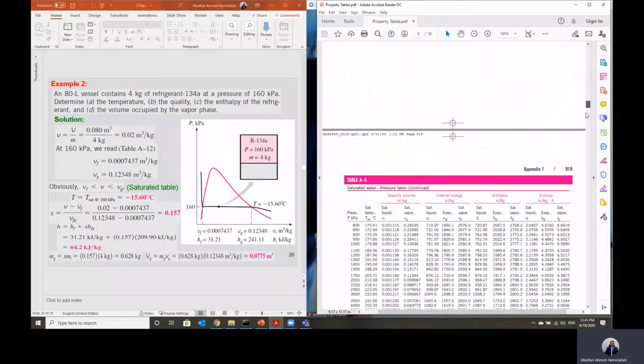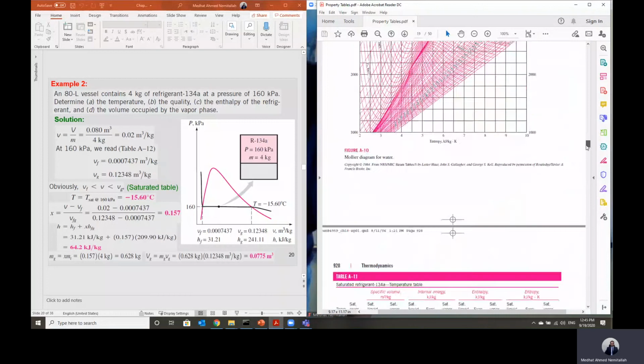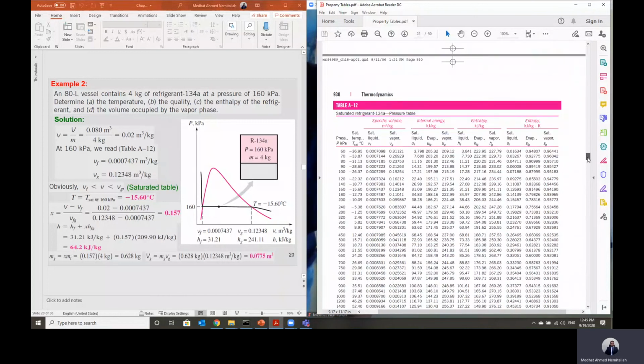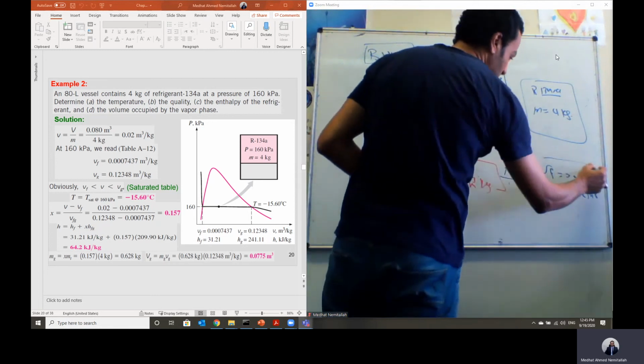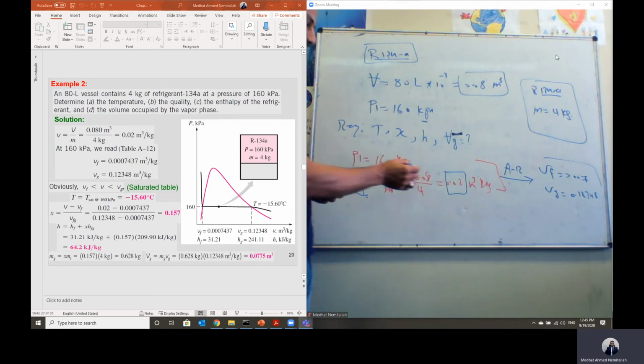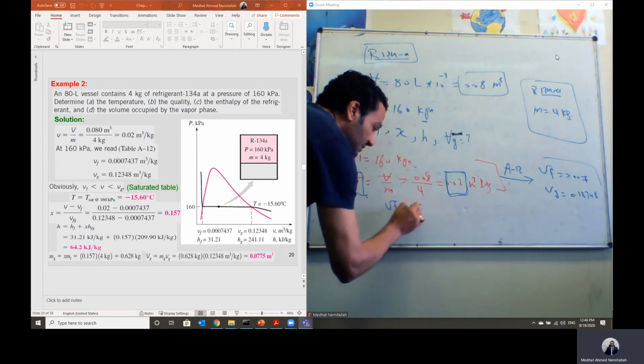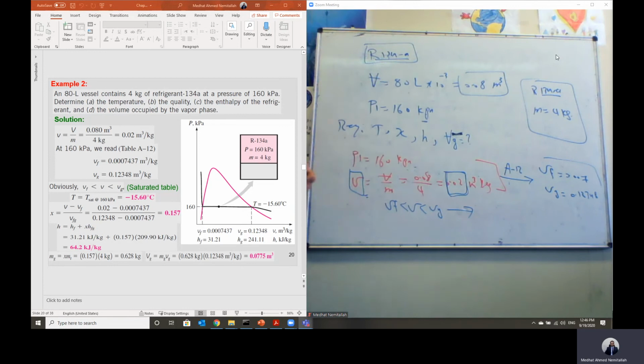Let's go to table A12 from the tables. This is table A11, starting with temperature. This is table A12. We need the pressure equal to 160. We need the specific volume v fluid, which is 0.007 something, and the specific volume v gas, which is equal to 0.12348. Now v fluid is 0.007 something and v gas is 0.12. That means the given specific volume is between v fluid and v gas. So the specific volume is greater than v fluid and less than v gas. That means the state is a saturated mixture.